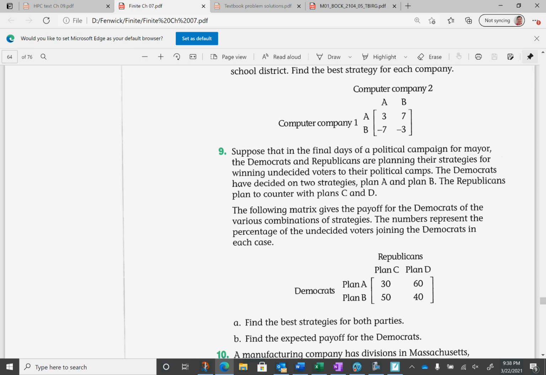Following matrices give the payoff for the Democrats. Again, they're the row player in this case, for the various combinations of strategies. The numbers represent the percentage of the undecided voters joining the Democrats in each case. So, again, we're going to go through best strategies and expected payout. Again, that's setting things up there, doing matrix multiplication.